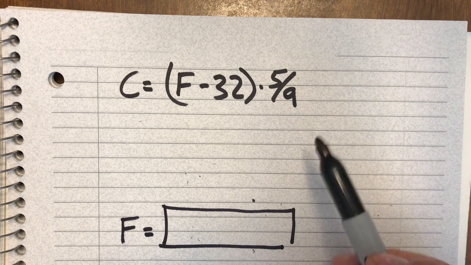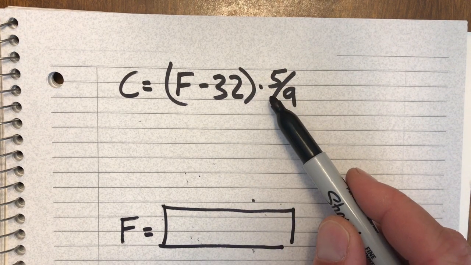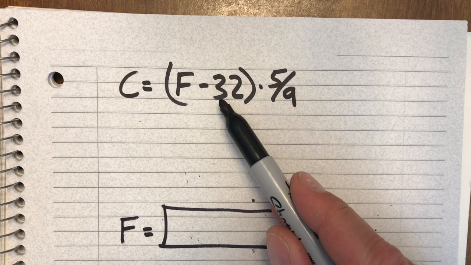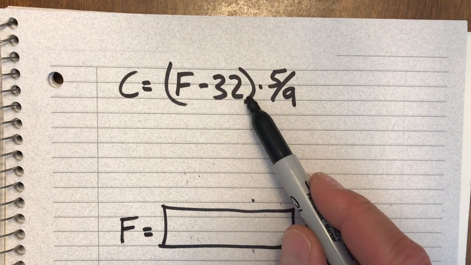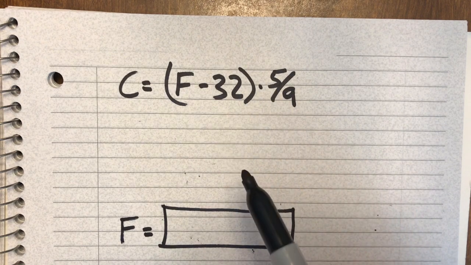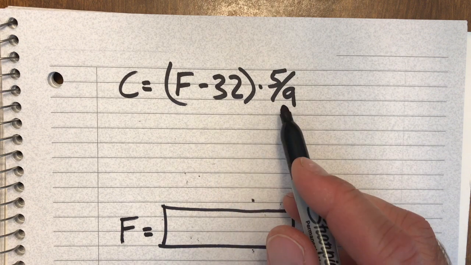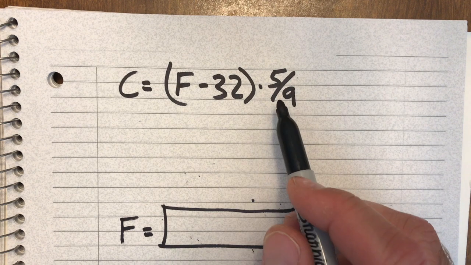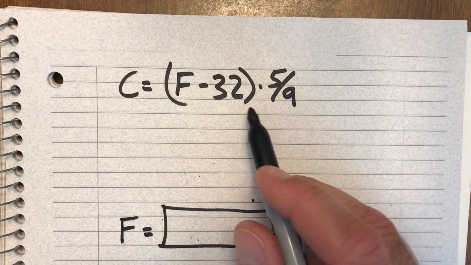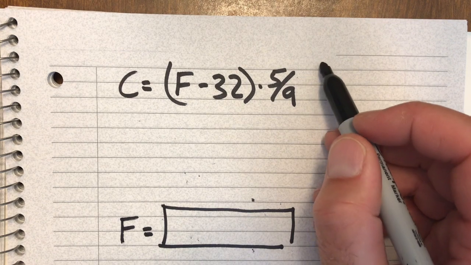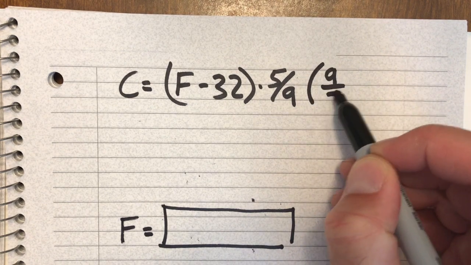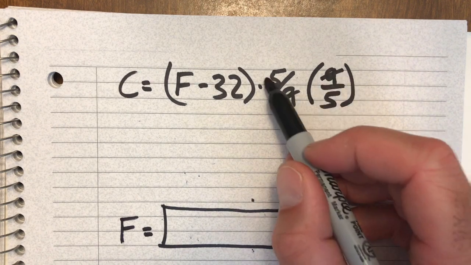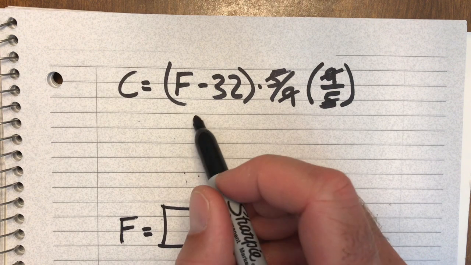You can kind of see what we're going to have to do. We're going to have to get rid of this minus 32 and this multiplication. The thing is, we can't add 32 because it's in these parentheses. So when we undo this, we need to undo it kind of backwards, from the outside in. We need to get rid of this 5/9. So instead of multiplying by 5/9, we can divide by 5/9 or multiply by its reciprocal, which is 9/5. This 9 would cancel with that 9, this 5 with that 5, so that cancels all of that out.